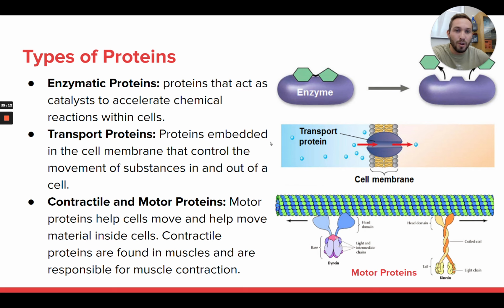There's also transport proteins. We'll talk about these later on this year. These are proteins usually found in the cell membrane of a cell, and they move things in and out of the cell. So they help things go from inside the cell to the outside, or from the outside to the other side of the cell.